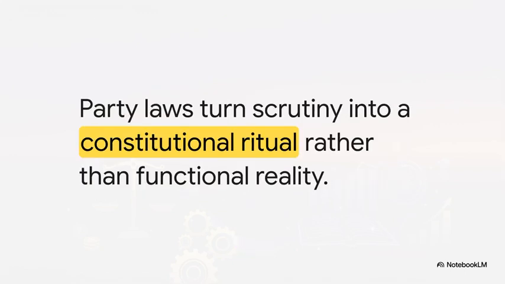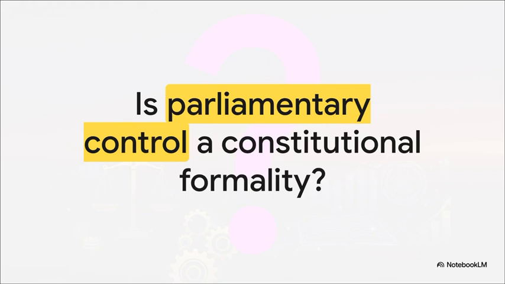So, the crucial point we're getting to is this. When you combine that guillotine procedure with really strict anti-defection laws, laws that literally force members of parliament to vote exactly along party lines or risk losing their seats, the legislature's actual control over the purse strings gets heavily overridden. Executive dominance ensures that, as the analysis points out, parliamentary scrutiny often becomes more of a constitutional ritual than a truly functional reality.